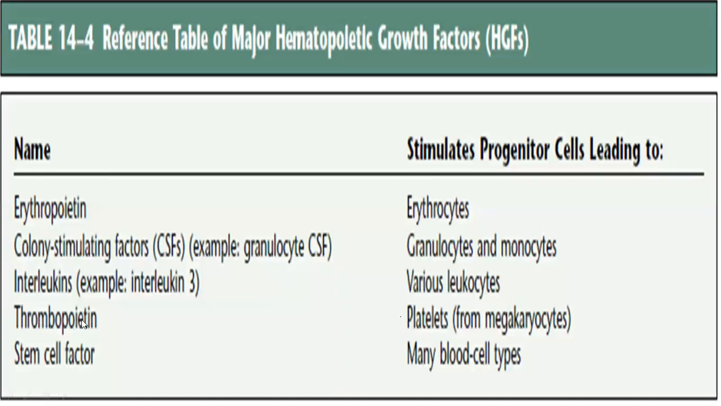Thrombopoietin is the one that is going to stimulate the megakaryocytes to become platelets. So you can see here. Then you also have stem cell factor. Stem cell factor is more general, so it will stimulate the differentiation of many blood cell types.